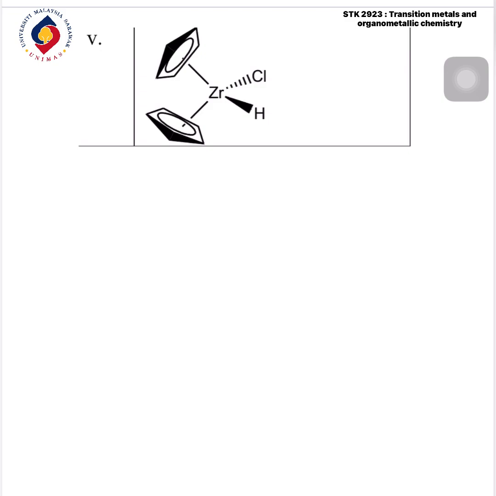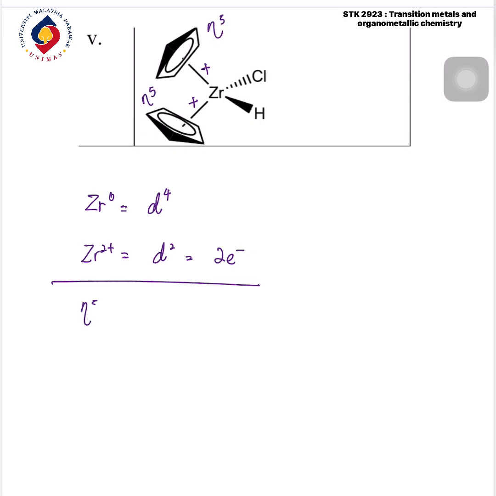We have zirconium. Zirconium in its original state is d4. As we all know, we have 2 positive charge, which is d2. This means we have 2 electrons here. This ligand here is eta 5 because it has 5 bonding atoms to the metal. Eta 5 ligand has 6 electrons.